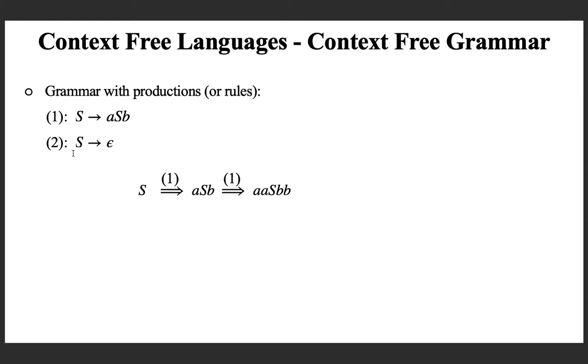Now if I apply production number 2, you can just replace capital S with nothing. This means nothing, so S is taken out, and here you are deriving a string of small letters which is actually a square b square. And here again you can see that this is the language.